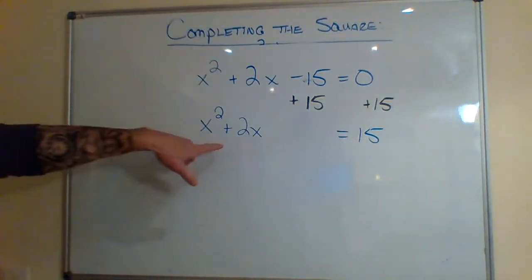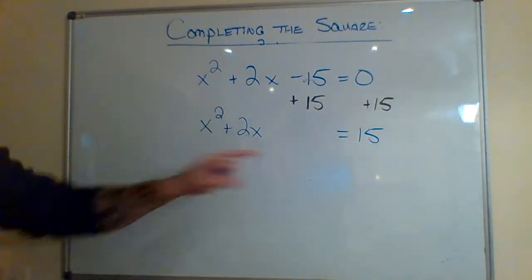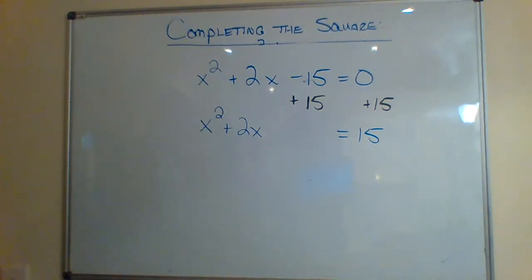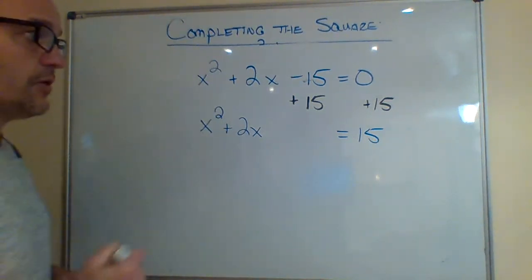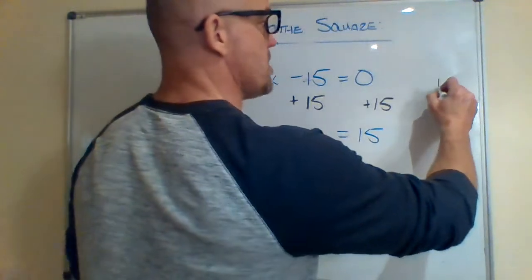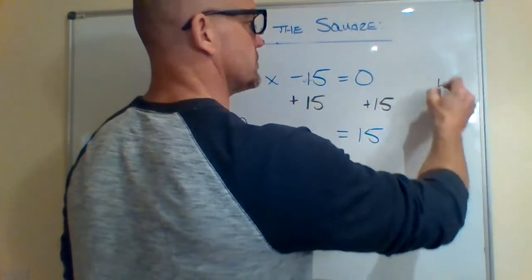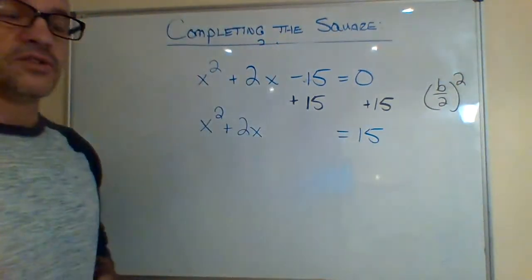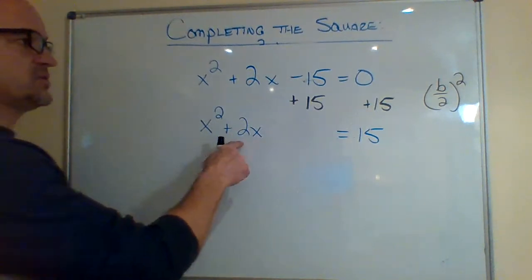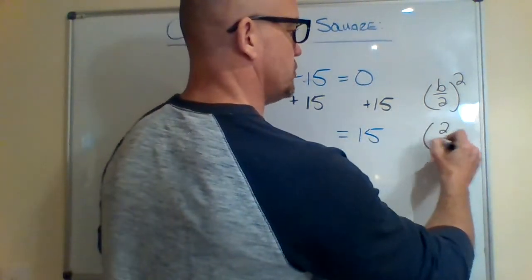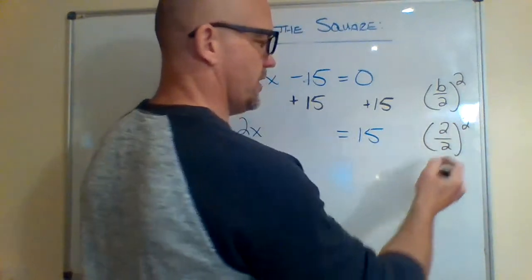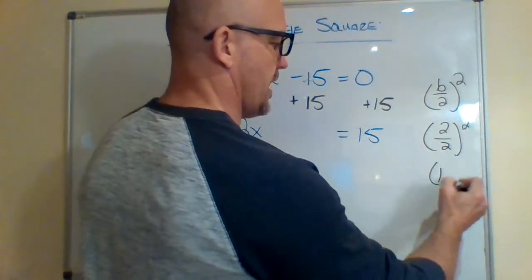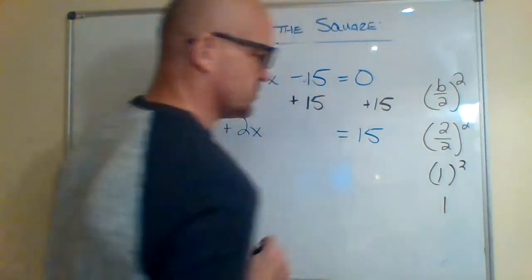So at this point, I'm going to add a new C value that allows us to factor as a perfect square. Remember, that new C value comes from b over 2 squared. In this case, my b value is 2. So that's 2 over 2 squared. And of course, 2 over 2 is 1, and 1 squared is 1.